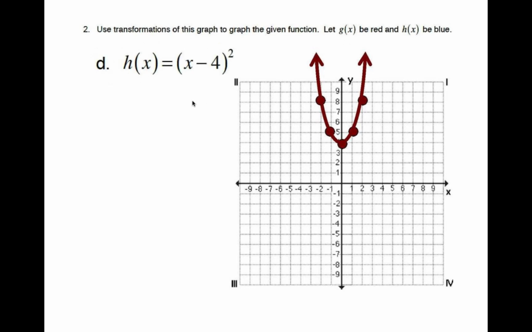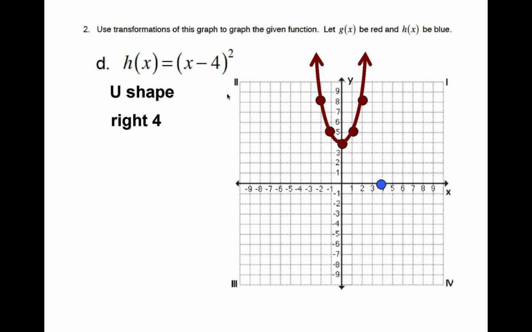All right, for h of x, notice that we have another squared exponent, so it's still going to be U-shaped. This time when I do opposite same, it's going to be going right 4, but I'm not going to go up or down. There's no number on the end. So my vertex is at 4, 0. Go ahead, put the dot.